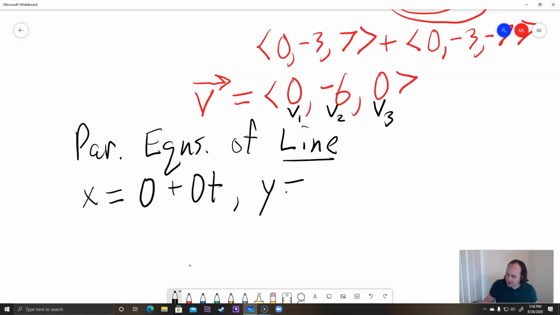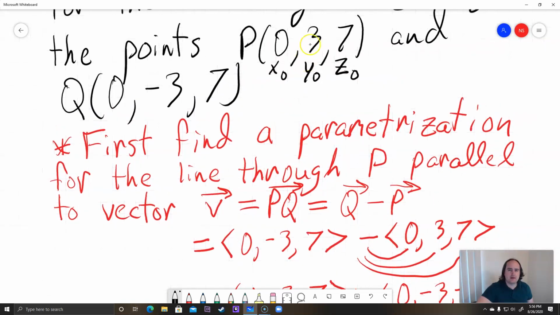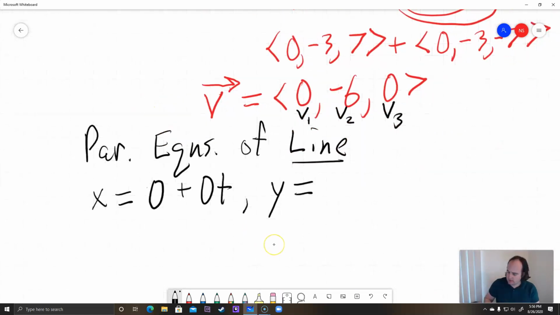Okay, and then our y is y naught plus tv2. Well, our y naught here from point P is 3. Okay, so y naught is 3. So we're going to have 3 plus tv2. So that's going to be negative 6t.